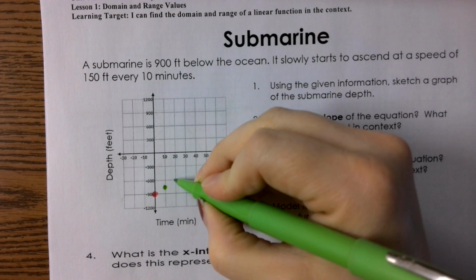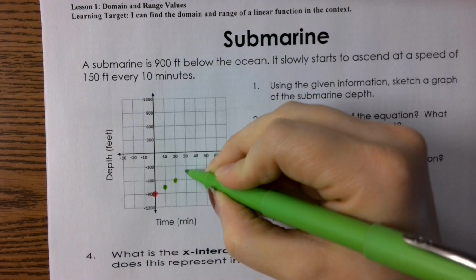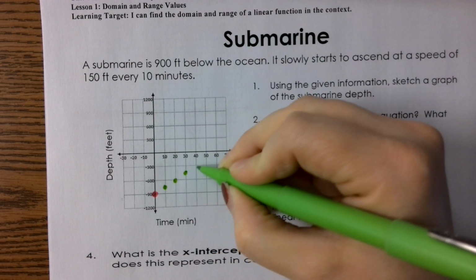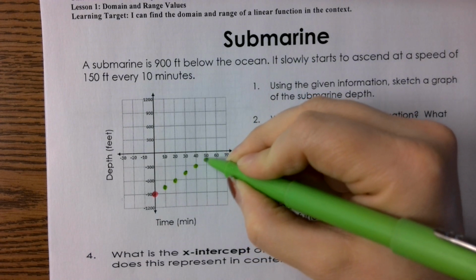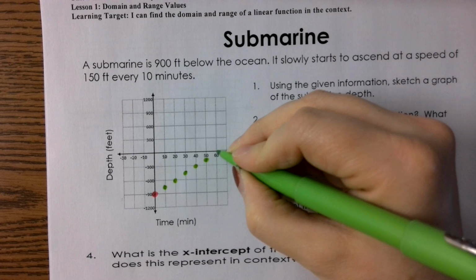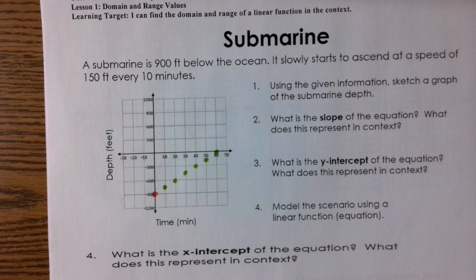After another 10 minutes, we'll then be at negative 600. After another 10 minutes, we'll be at negative 450. After another 10 minutes, we'll be at negative 300. After another 10 minutes, we'll be at negative 150. And then at another 10 minutes, we'll be at 0. Can we go any higher than that? No. That's as high as we're going to be able to go.